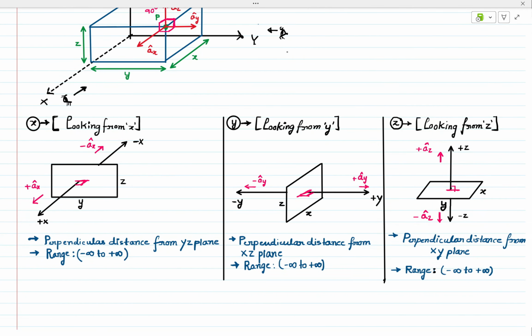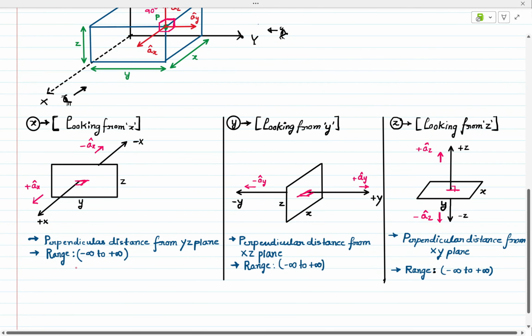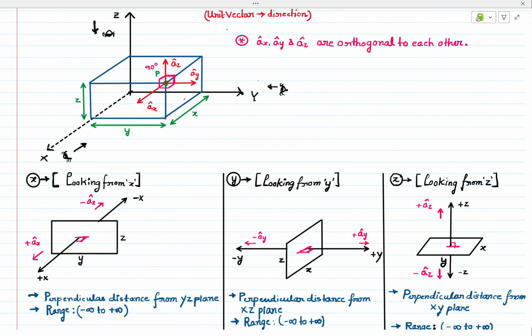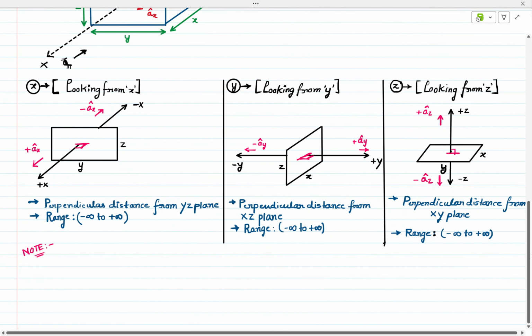Now, the very important point I want you to note down is that I have also shown you that ax, ay and az are the unit vectors along the direction of x, y and z. The unique property of these unit vectors is that ax, ay and az are perpendicular to each other.